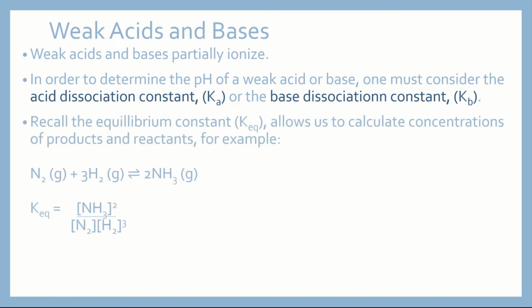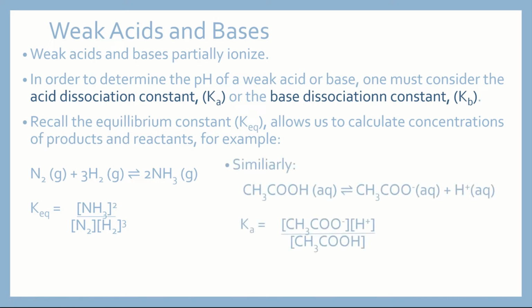So remember our equilibrium constants. For example, nitrogen gas and hydrogen gas making ammonia gas. The K equilibrium would be ammonia squared, because we've got 2 of them, over the reactants, nitrogen and hydrogen cubed, because there's 3 of them, and that's our K equilibrium. Well, Ka and Kb are the same thing. The K is an equilibrium constant for a reversible reaction. There's a reversible reaction arrow again.